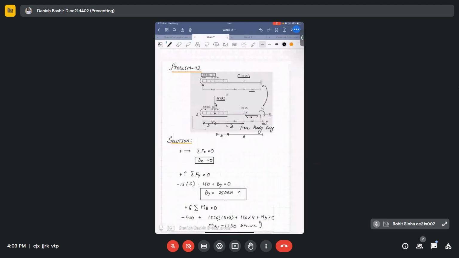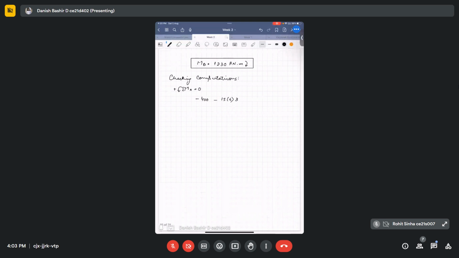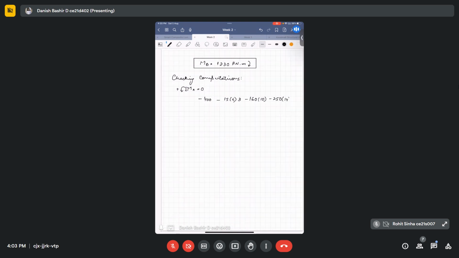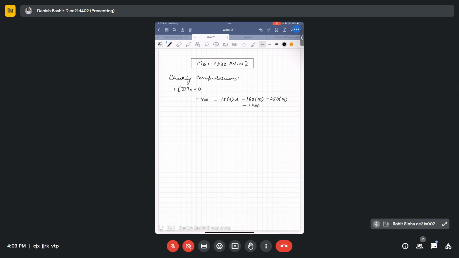I'm again writing the same things here. 160 is creating a clockwise moment, so it will be 160 into 10. Then we have minus 250, already calculated By, and it's at a distance of 14. And we have this MB, this is clockwise, so it will again be negative, 1230. And when we calculate this whole thing, it comes out to be equal to 0.